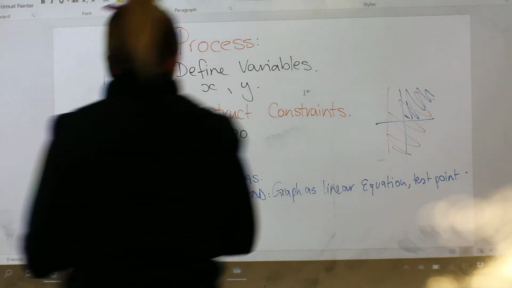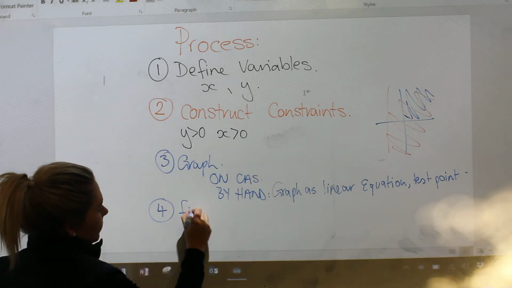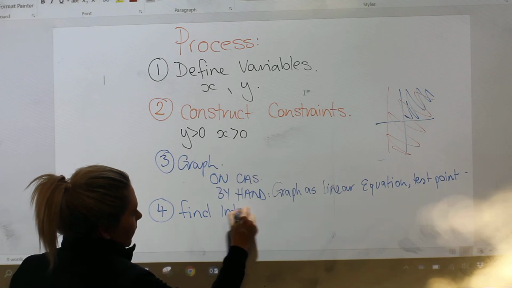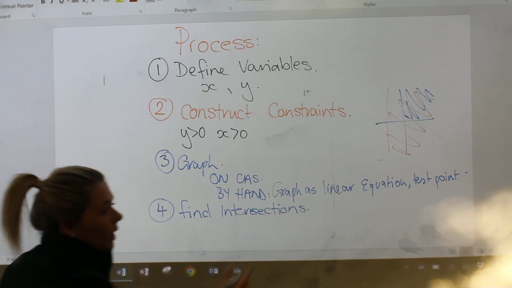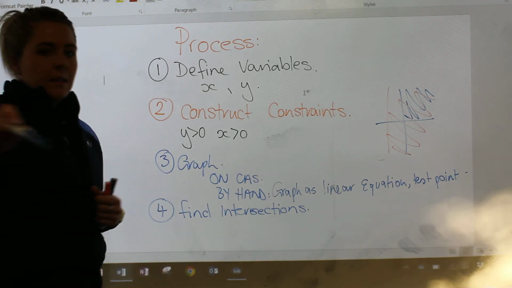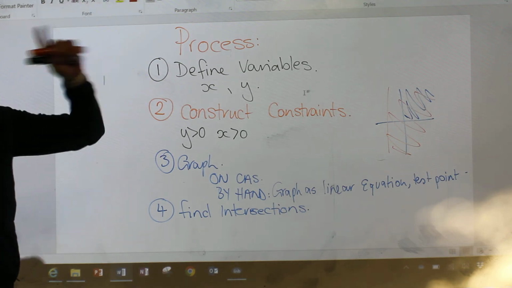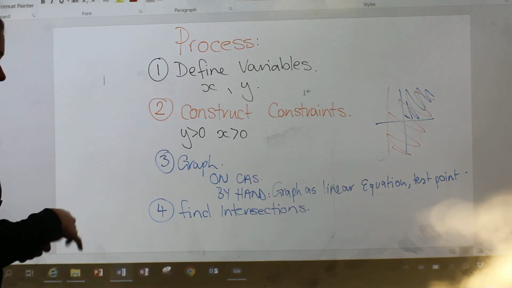Then you need to find your intersections. Now that is in your calculator page and it is menu, analyze graph, intersections. And some of the graphs you will need to click on to make sure you have chosen the right graphs to find the intersection of.